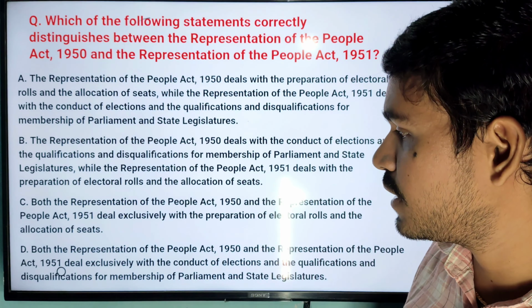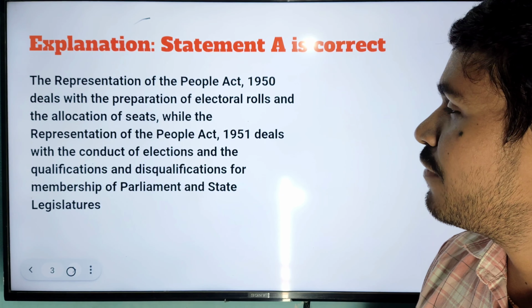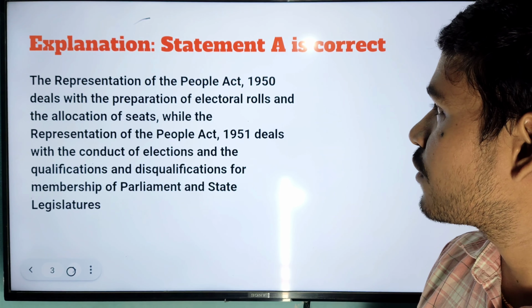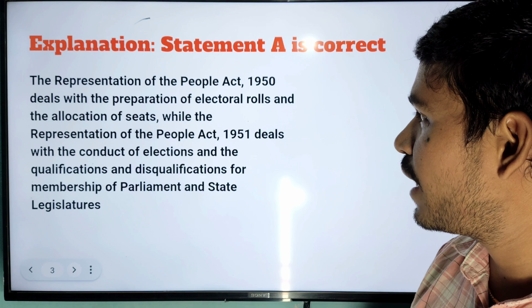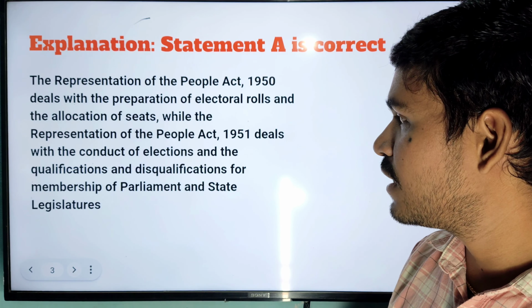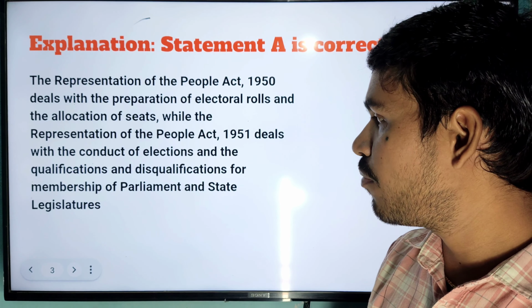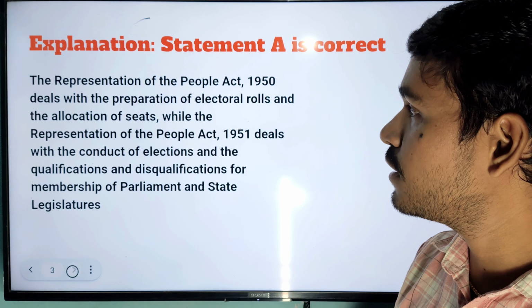So if you see the explanation, the Representation of the People Act 1950 deals with the preparation of electoral rolls and the allocation of seats, while the Representation of the People Act 1951 deals with the conduct of the elections and the qualifications and disqualifications for the membership of Parliament and state legislatures. So now see the next question.